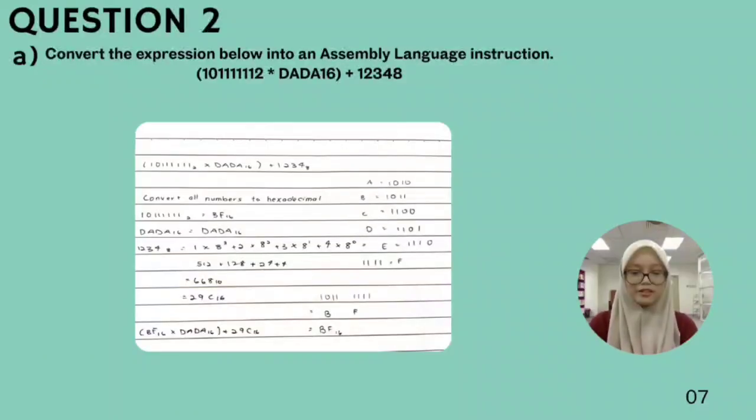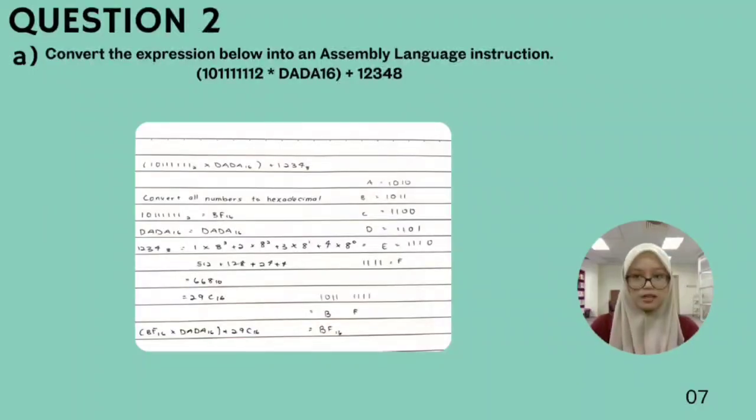First, 1011111 in binary is BF in hexadecimal. Next, DADA is already in hexadecimal. Finally, 1234 in octal is equal to 29C in hexadecimal. Now, the expression becomes BF times DADA plus 29C.